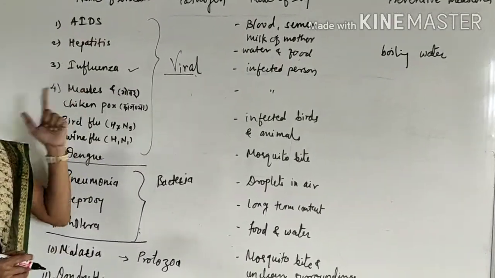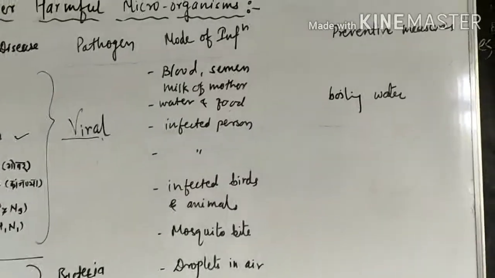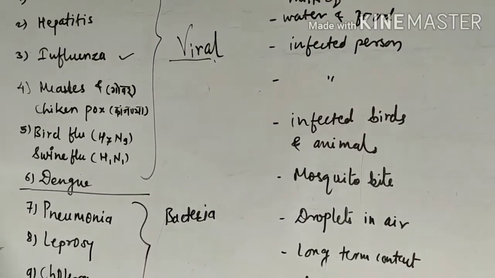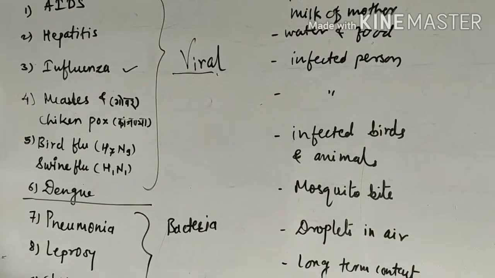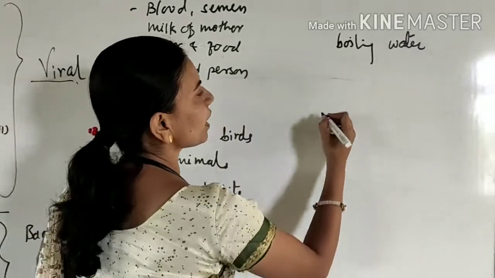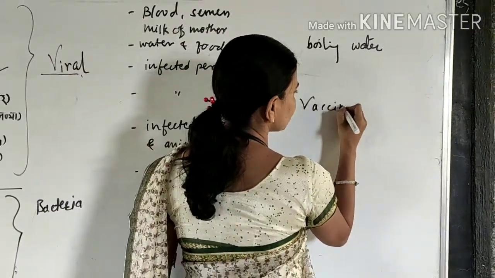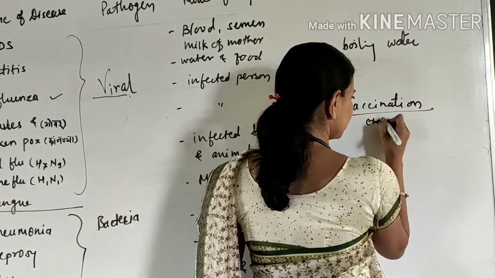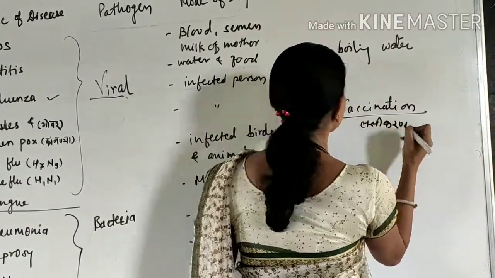So next is the preventive measures of this measles and chickenpox. Vaccination, then uncontaminated water and clean food. There is very important point is vaccination. What is the meaning of vaccination? Vaccination म्हणजे लसीकरण. लस घेणं हे फार महत्त्वाचं आहे याच्यामध्ये.